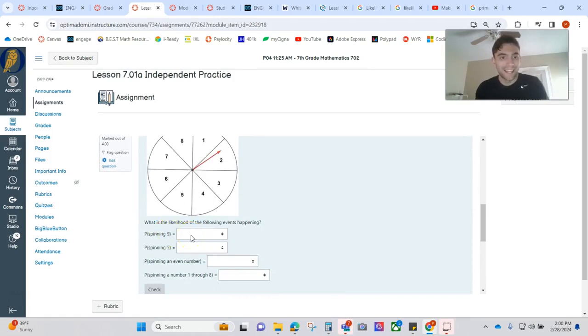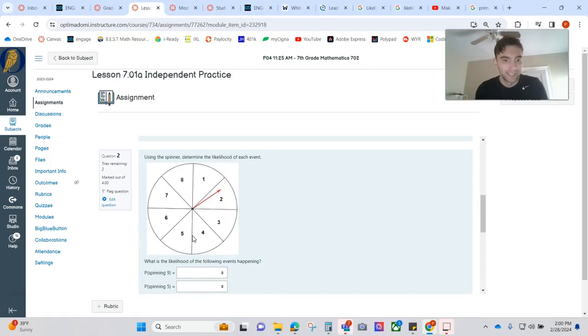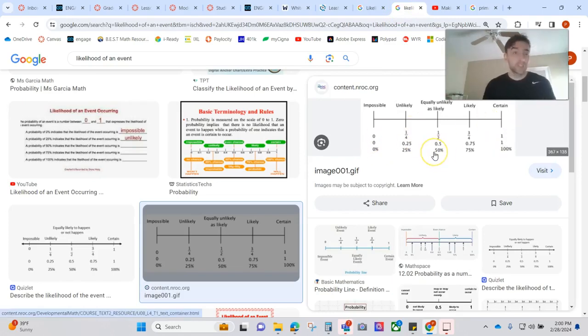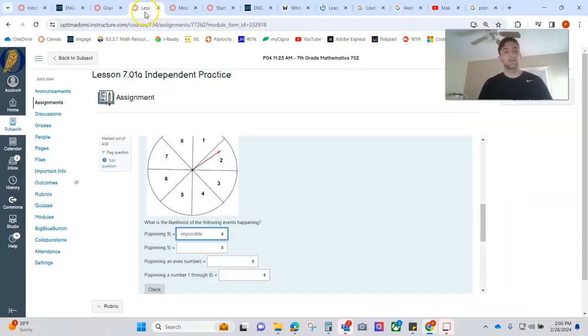Likelihood of spinning 9. What are the chances of you spinning a 9 on this spinner? 0. None, right? There's no 9 there. So it's impossible. What about spinning a 5? Well, it's not impossible. It's not certain, right? I'm pretty sure it's not equally unlikely as likely because there's only one. There's not half. I think it'll be unlikely, between impossible and equally unlikely as likely, because there's only one of them there.